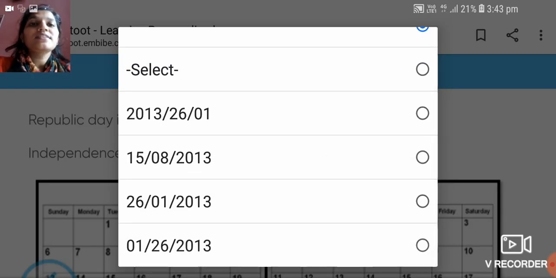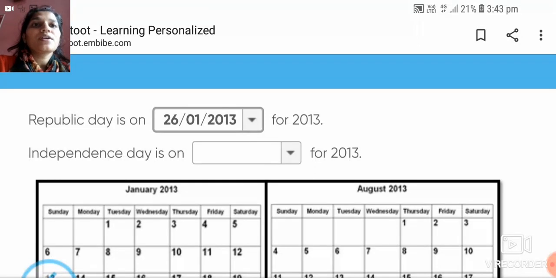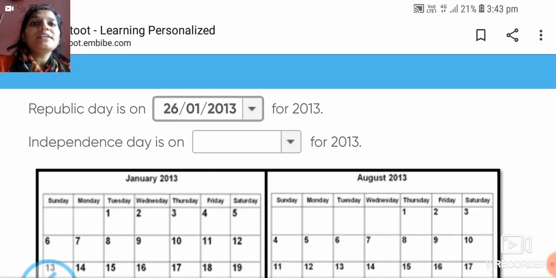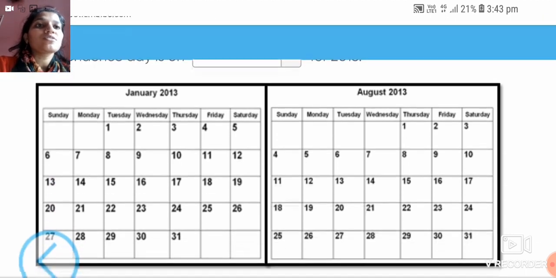Yes, we have to select the date. So students, we know that Republic Day comes on which date? 26th January, right? So here we can see that there are four dates, but the correct date is 26/1/2013. So here we have selected the correct date. Independence Day is on dash for 2013.